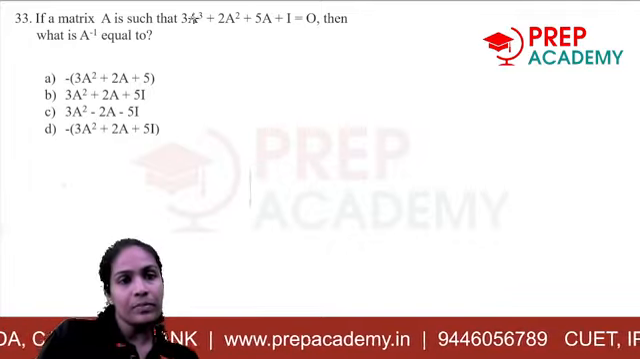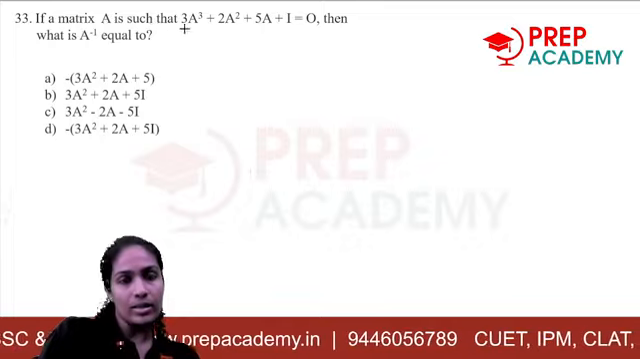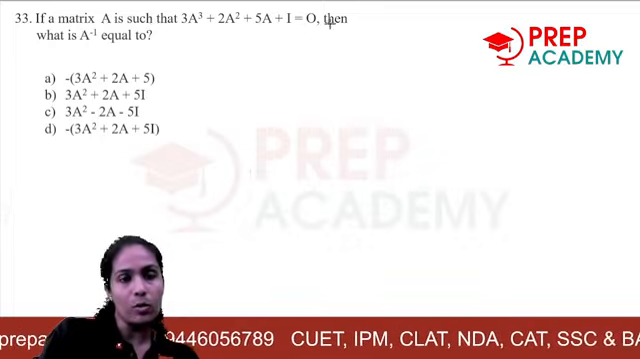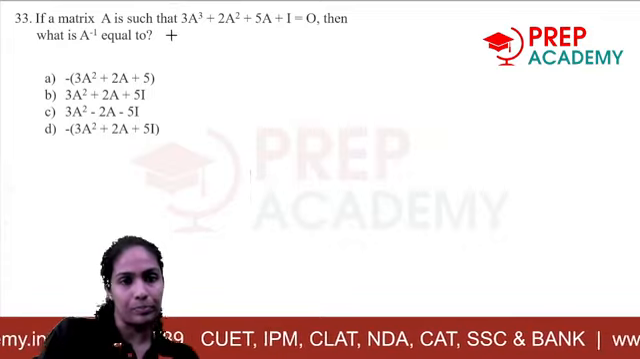33rd question. The matrix A is such that 3A cubed plus 2A squared plus 5A plus I is equal to 0, then what is A inverse equal to?